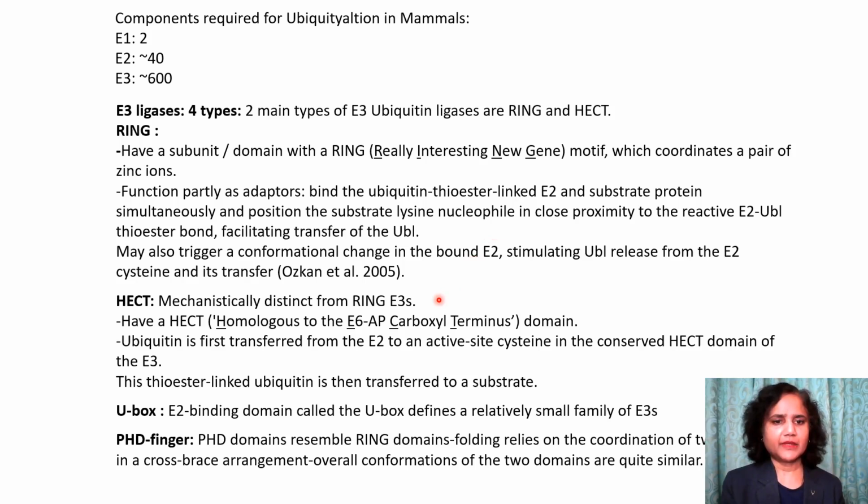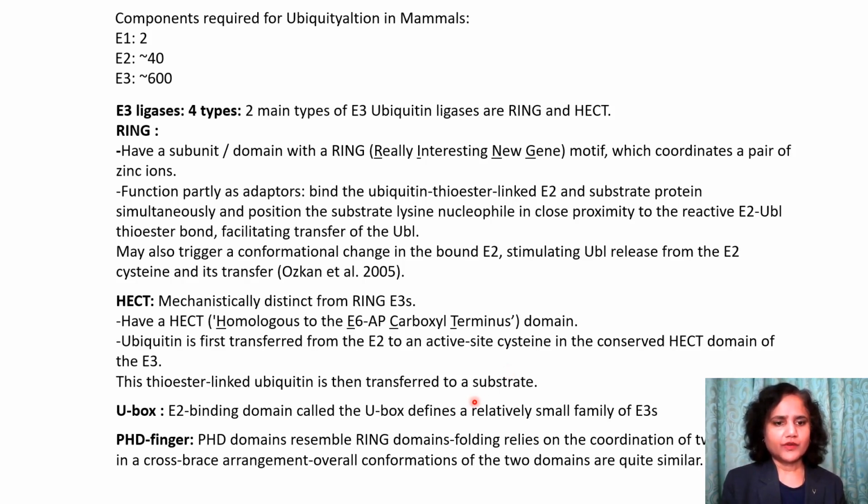However, in the HECT family, the mechanism is different from the RING E3s. HECT stands for homologous to the E6AP carboxy terminus. It refers to a domain which is conserved in these proteins. And in the HECT domain ubiquitin ligases, first the ubiquitin is transferred to a catalytic cysteine within the HECT domain via a transthiolation reaction. And then this E3 ubiquitin-like thioester complex transfers the UBL to the substrate.